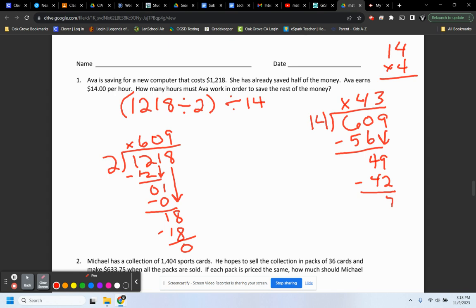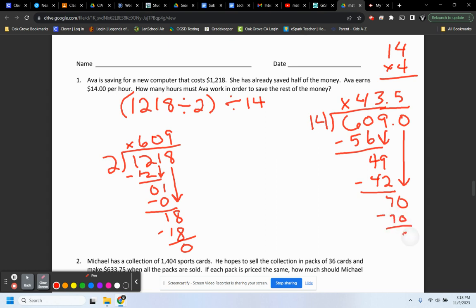Here's where the decimals come in. Add your decimal point, bring it straight up, and then you can annex a 0 and keep dividing. You do not use remainders when you're dividing with decimals. Okay, so 14 fits into 70. Well, it's going to be a little bigger than the 4, so we're going to need to try the 5, right? So 14 fits into 70 5 times, and you'll find out that 5 times 14 is 70.